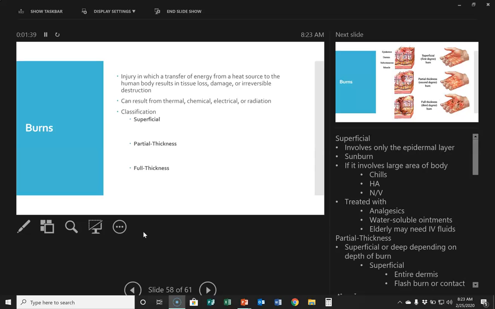A bright red and moist glistening appearance with a blister formation usually occurs. Pain in response to air is going to be severe. Pigment changes are often common with this type of burn. Treatment, again, analgesics. They may need some kind of grafting depending on how extensive it is, which can be biologic or synthetic.